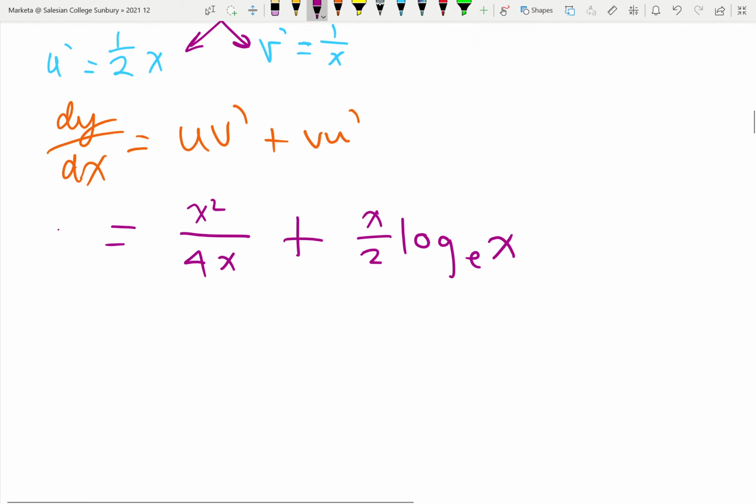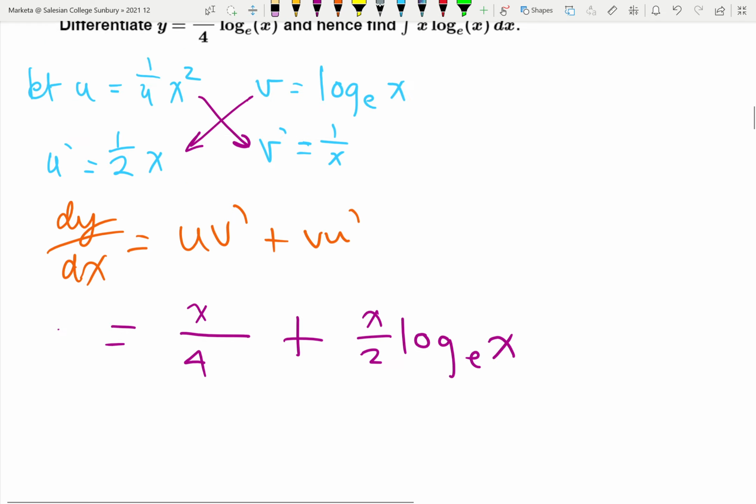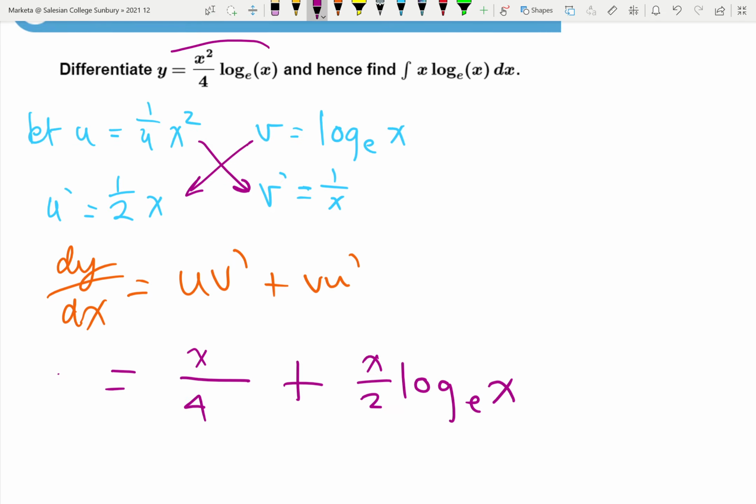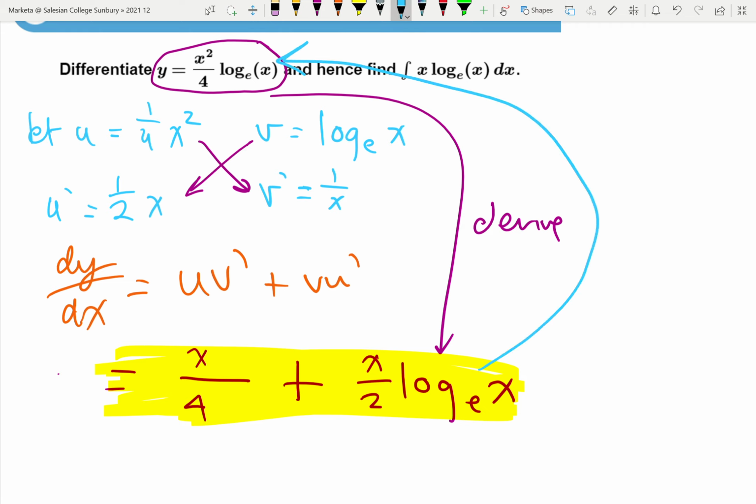And of course, these x's can cancel, so I might just put that on the same line there. So now I can say that when I derive this, I get to this. And that's the first part of the question anyway, so I've done that bit. I'll get a mark for that. So then if I derive to go that way, it means I have to anti-derive to go this way.